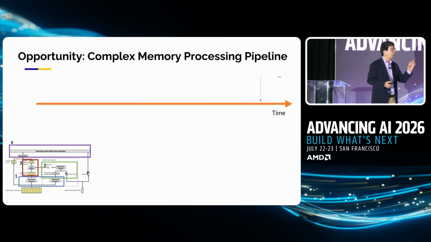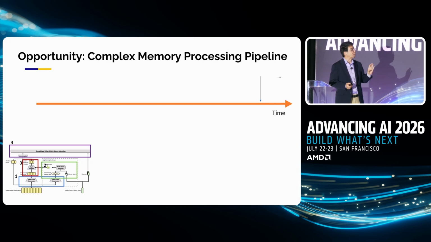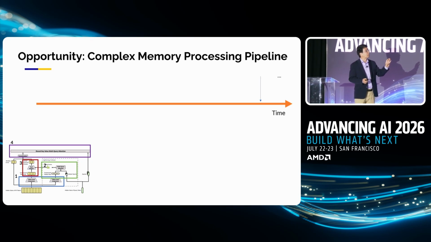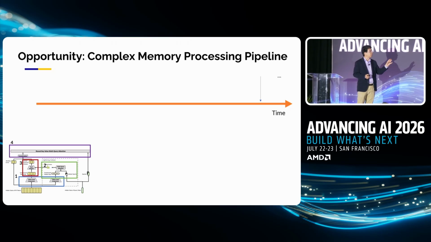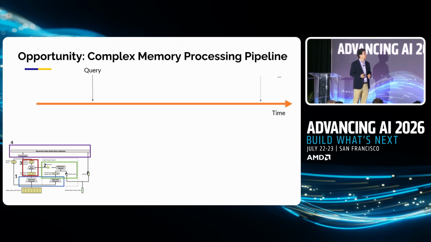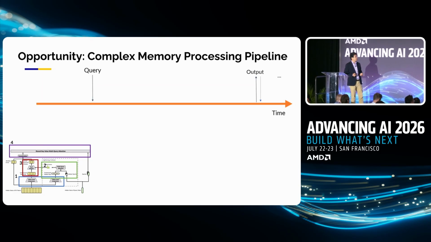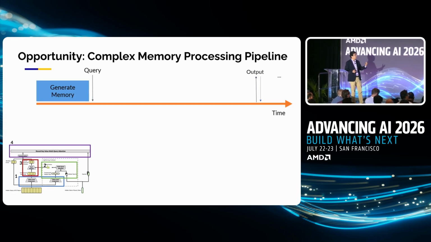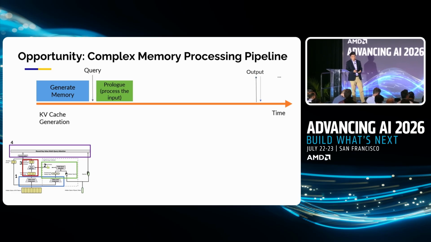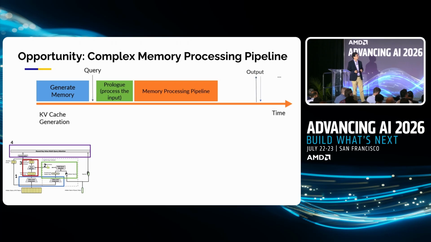So if you zoom in, by the way, this is not unique to DeepSeek. I just use it as an example. All the frontier models have something very similar. We do not see what OpenAI or Anthropic offers, but we can see other open source models. So the idea is that a query comes in, and I need to eventually give you an output. There's actually a few steps. One is to generate the memory: what is the relevant information that I will get from this KV cache generation? Then the second step is that you do some pre-processing. Then there's this whole memory processing pipeline, which I'm going to show you. And finally you generate the output.